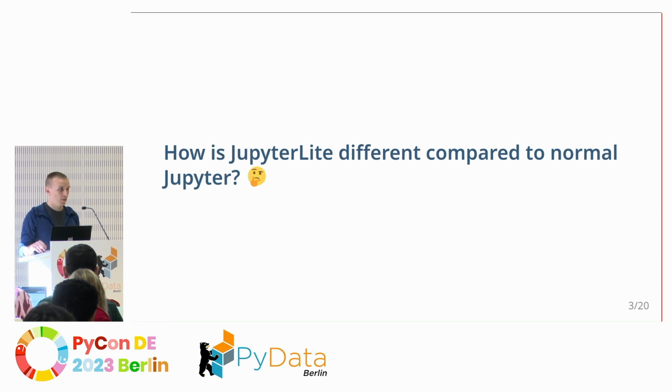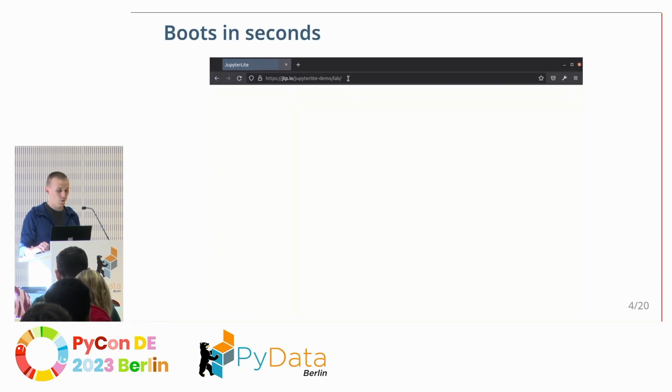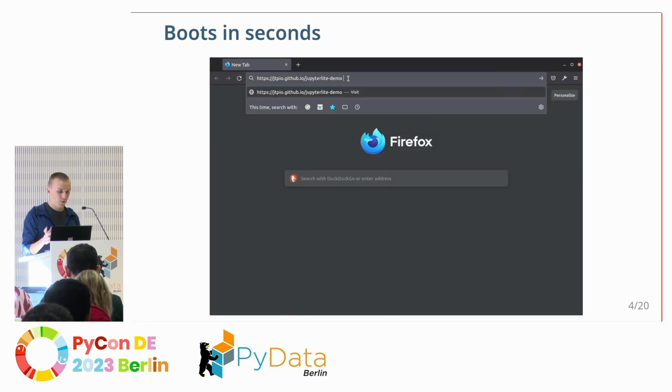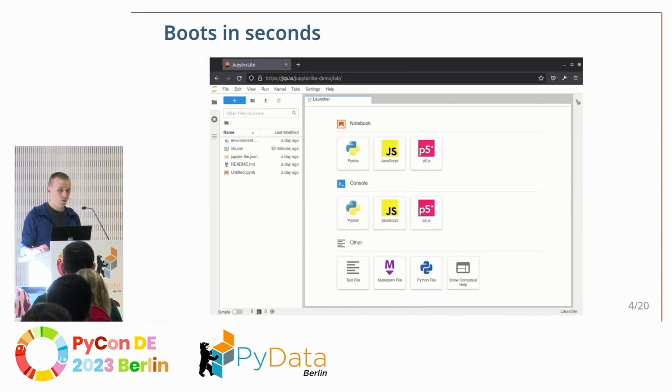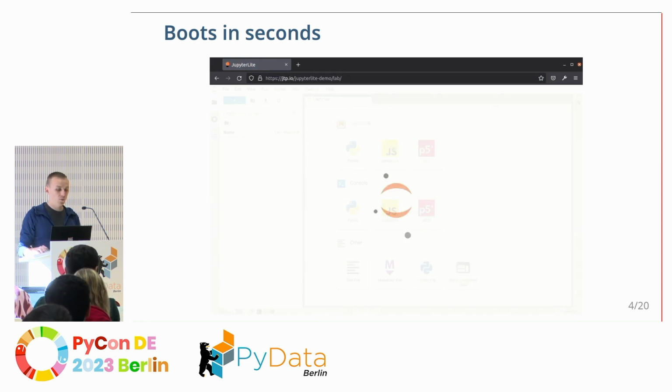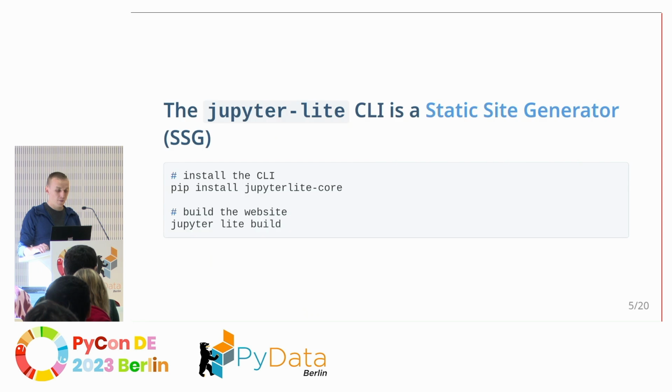So you might wonder, in JupyterLite there is the word "lite", how is it different compared to normal Jupyter? So the main difference, if you use it, for example, from a GitHub Pages deployment, is that it's very, very fast to start. You can get to the interface very quickly. And that is because JupyterLite deployments can be created using a JupyterLite CLI tool, which is kind of like a static site generator.